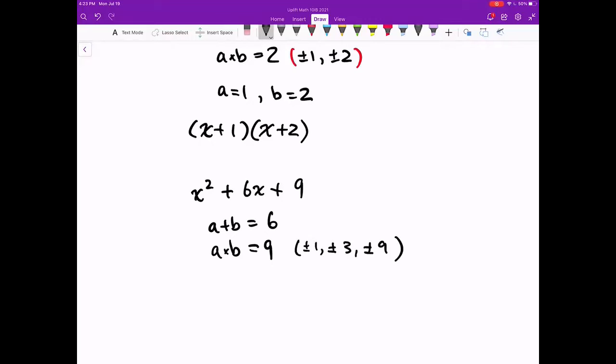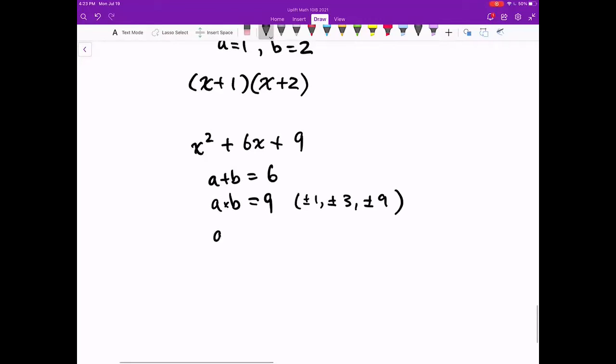We can see that 1 plus 9 doesn't work. But 3 plus 3 does. So a is 3, b is 3, and we have (x plus 3) squared.